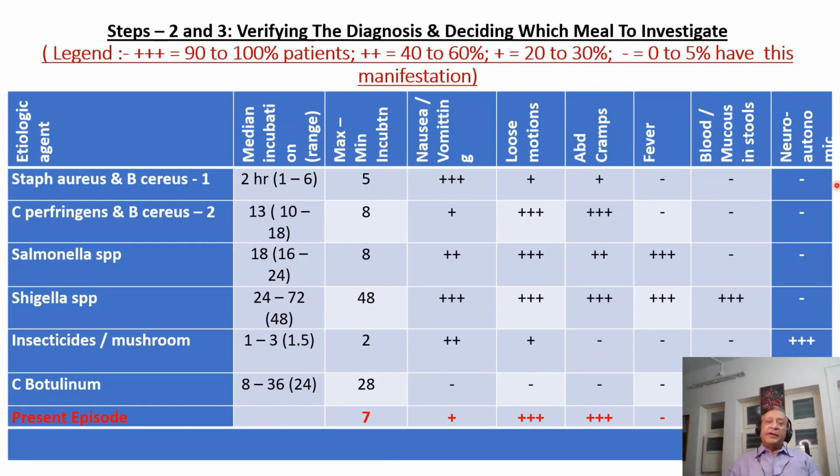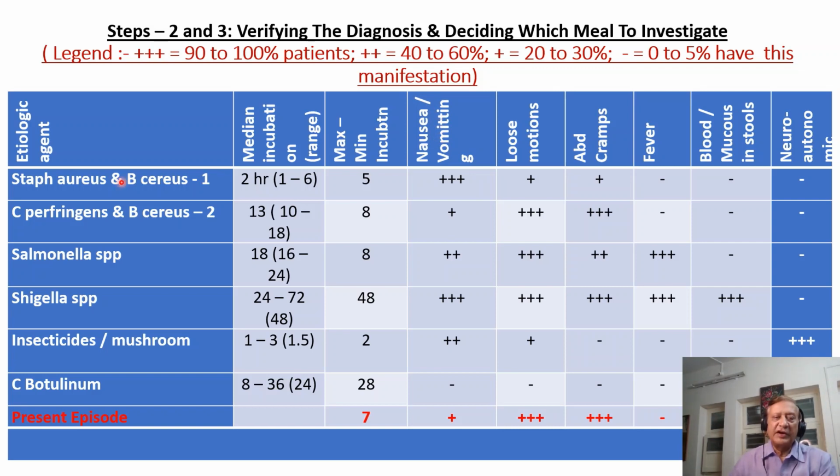Now, the above presentation of the clinico-epidemiological profile as seen in our epidemic, along with the expected profiles for the various types of food poisoning, is shown on the screen herewith. When we talk of food poisoning due to Staphylococcus aureus or Bacillus cereus type 1, the median incubation is 2 hours with a range of 1 to 6 hours. Nausea and vomiting is very marked. When we say 3 plus, it means that 90 to 100% of the patients would have that symptom. 2 plus means 40 to 60%. 1 plus means that 20 to 30% of patients would have that symptom. And minus means only between 0 to 5% have these manifestations.